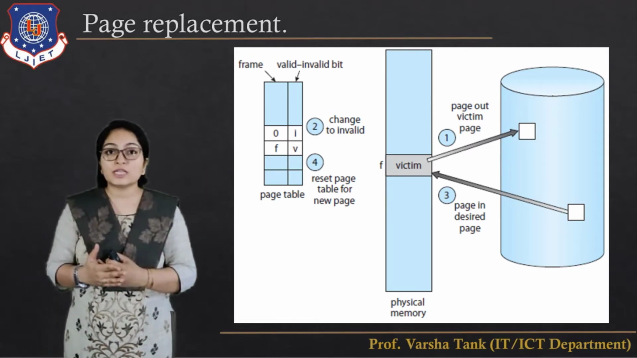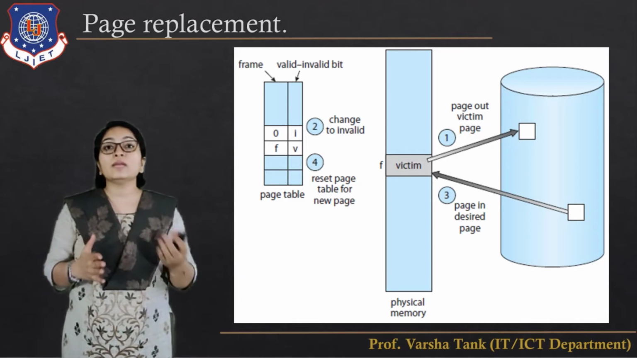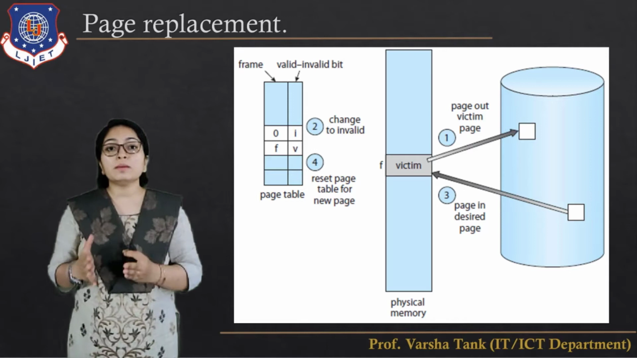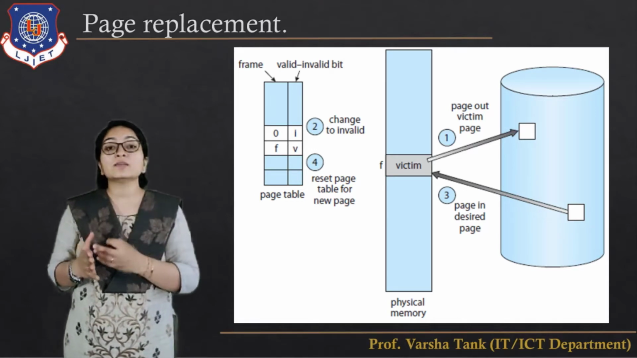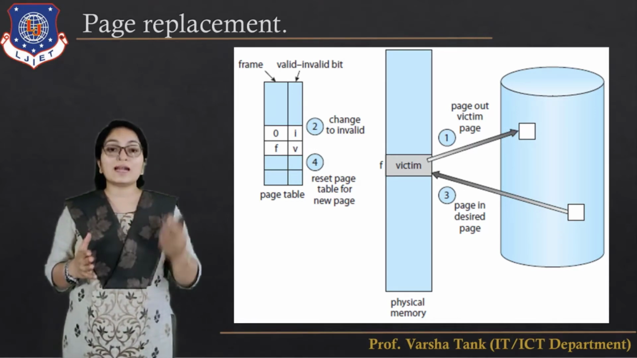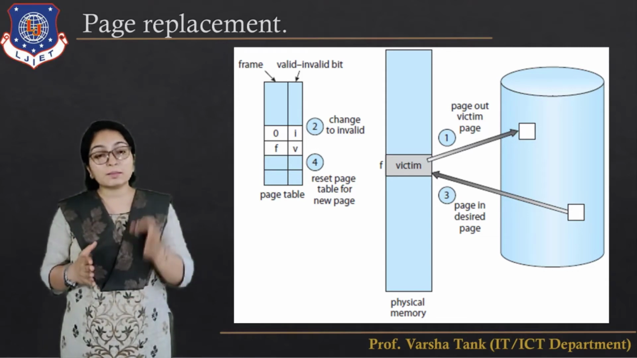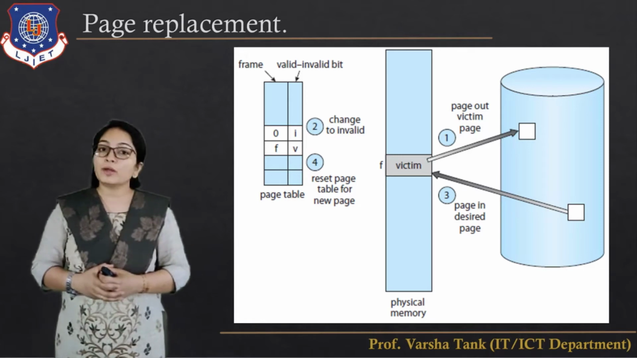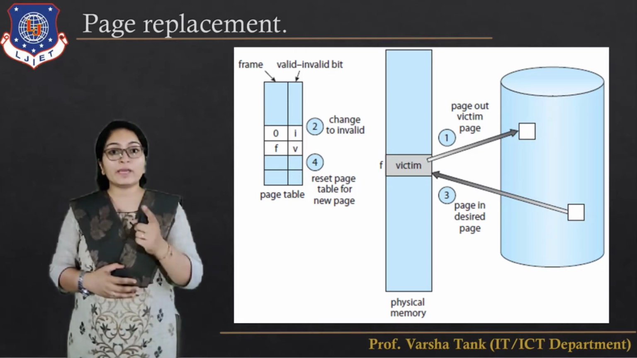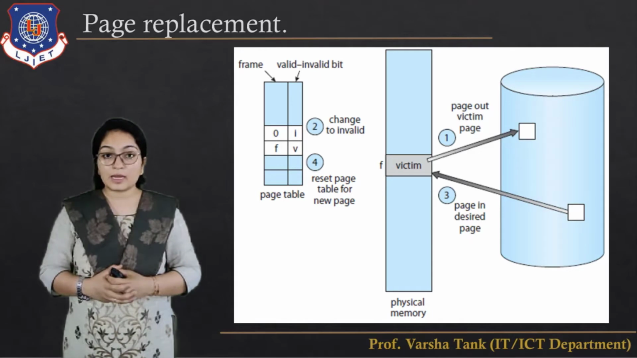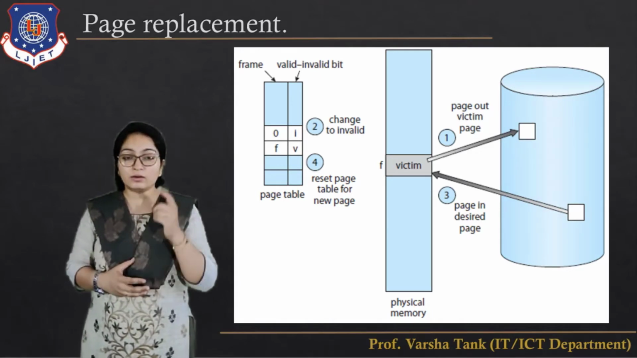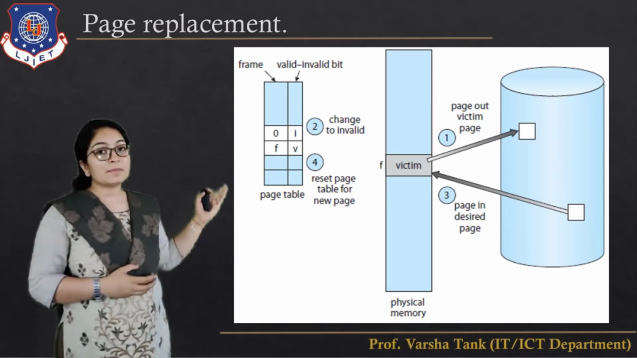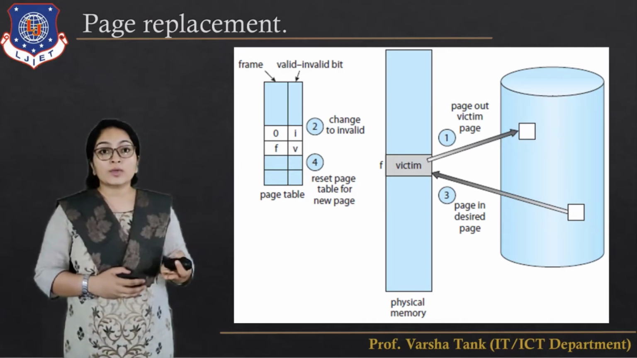The second step is we have to change the valid bit to invalid. The page that was in the main memory had its bit set as valid. When we remove that page from the main memory, in the page table we have to set that bit to invalid. Why? Because now we are removing the page, so that page is not available in the main memory. That's why we set that bit to invalid. So the second step is change to invalid.